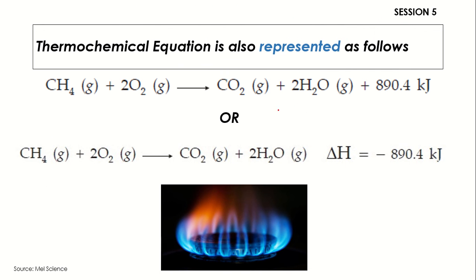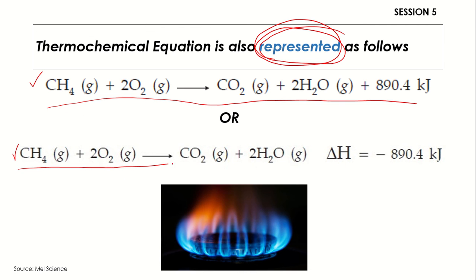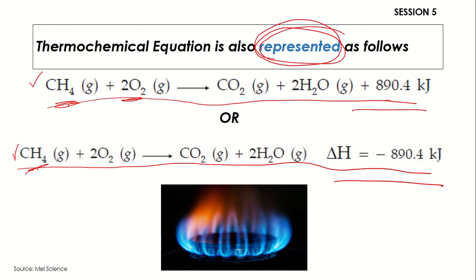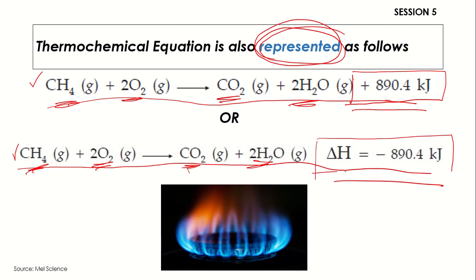Now the last learning objective that we want to cover in this is how it is represented. So you might have already noticed that these two thermochemical equations look a little bit different towards the end. The rest are the same: methane burning in oxygen to produce carbon dioxide and water. But when it comes to the sign, in the first chemical equation it is positive. But in the second, you have an opposite sign and also you have a symbol here.